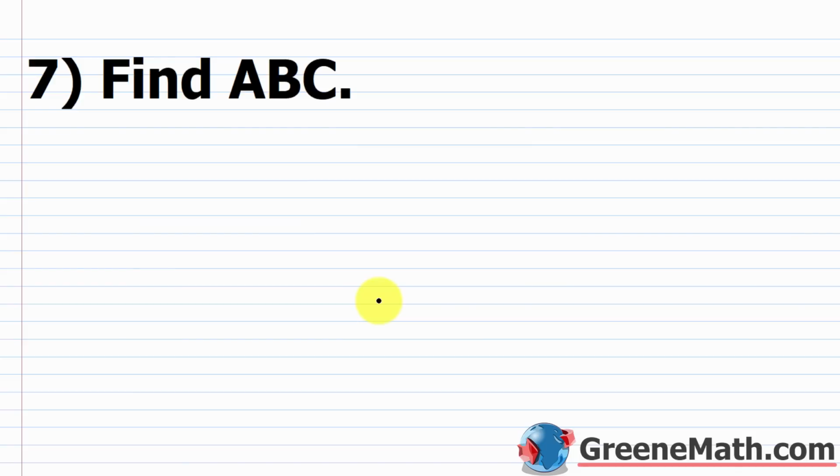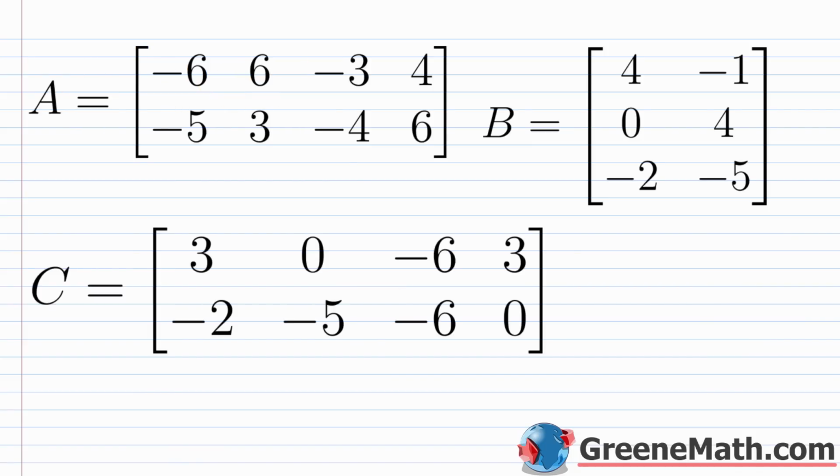All right, for problem 7, we're asked to find ABC. So coming down here, this is our matrix A, this is our matrix B, and then this is our matrix C. So the first thing you would do is figure out if this is possible. I would just start with AB. Can I find that? So A is going to be a 2 by 4. So this is 2 by 4. And then for B, this is going to be a 3 by 2. So this is not possible. You cannot find the product matrix AB. It's not going to exist because the number of columns here is 4 and the number of rows here is 3. So there's no way to make this work.